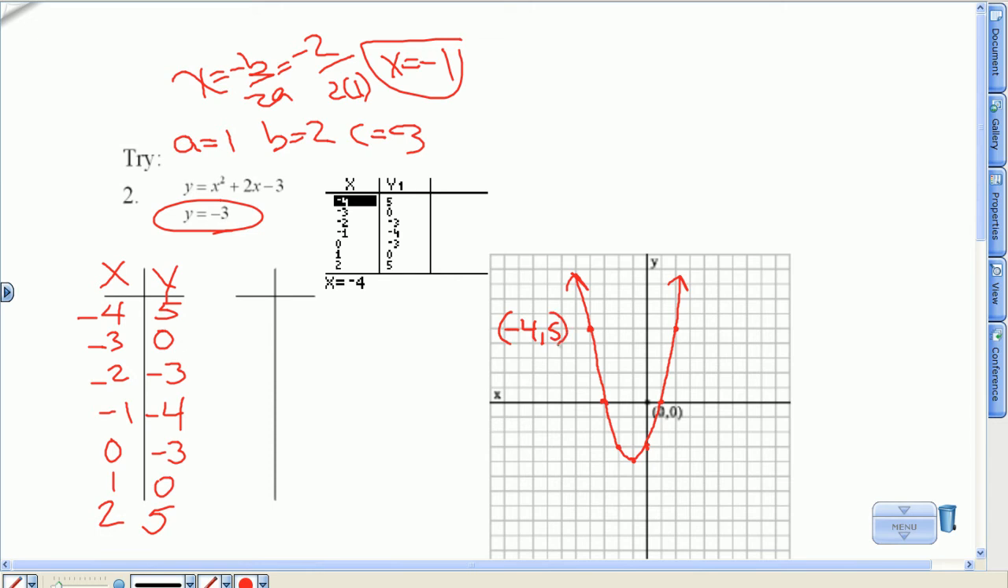Negative 4, 5. We have negative 3, 0. Negative 2, negative 3. Negative 1, negative 4. 0, negative 3. 1, 0. And 2, 5. And I can put the equation on here as well. Y equals x squared plus 2x minus 3. So that's completely done. I can even get the arrows on the axis right now.